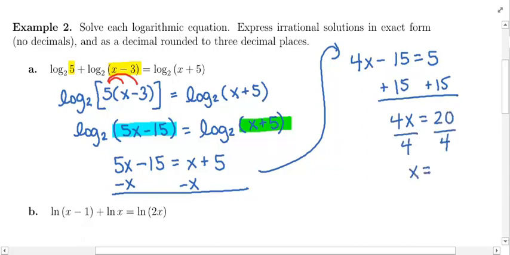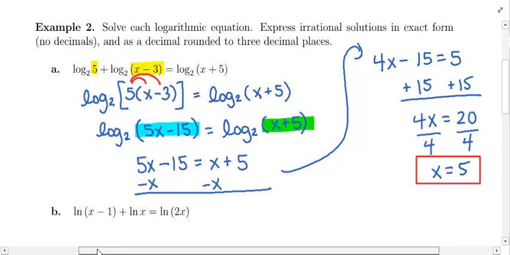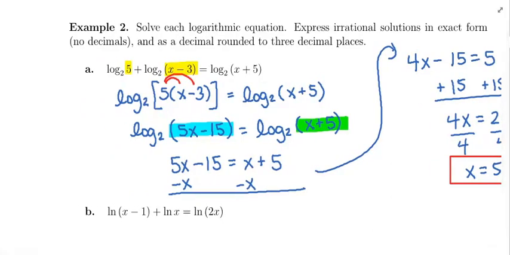And so the answer here is that x has to be 5. Okay, again, this is logarithmic. We need to check ourselves, just to make sure that x equals 5 is a viable solution. So go back to the original equation. Make sure that plugging in x equals 5 does not cause us to take the logarithm of a negative number or of 0. Okay, so a quick check here.